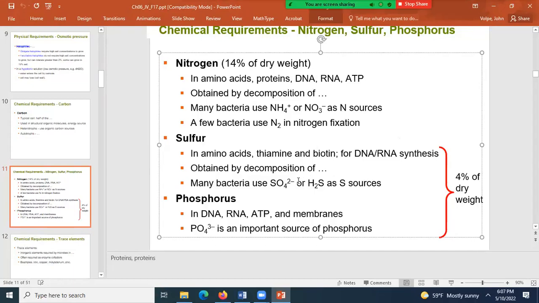Many bacteria can get their sulfur needs from sulfate, which green plants can do. This would be toxic to us, but it's not very toxic. It's just slightly toxic. And then some bacteria can get their sulfur from hydrogen sulfide gas. And this to us is very toxic.